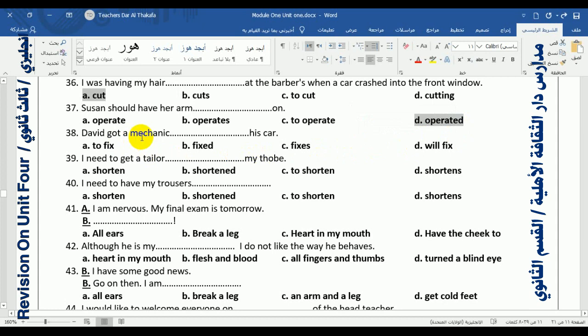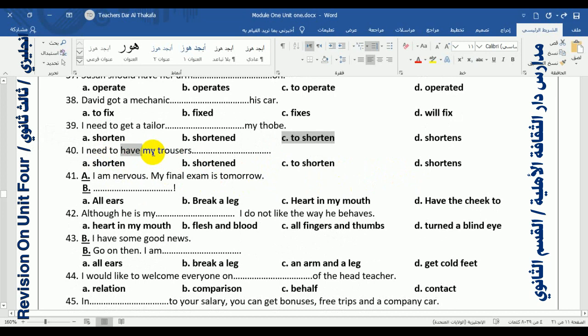David got a mechanic، David خلى الميكانيك. هنا لاحظ notice that he mentioned the person، هو ذكر الشخص. طالما أنه ذكر الشخص، أنا خليت الميكانيك، يبقى لازم أقول إيش؟ to fix، الاختيار A. I need to get a tailor، ضروري أخلي الخياط، برضو ذكر اسم الشخص اللي هو تايلر، الخياط، يبقى لازم أقول to بعديها shorten ولا shortened ولا to shorten ولا shortens? Yes, to shorten. I need to have، عندي have رجع تاني، والمفعول عندي my trousers، البنطلون أو السروال، بقي لي verb 3، ضروري إن أنا أقصر البنطلون. I need to have my trousers shortened.